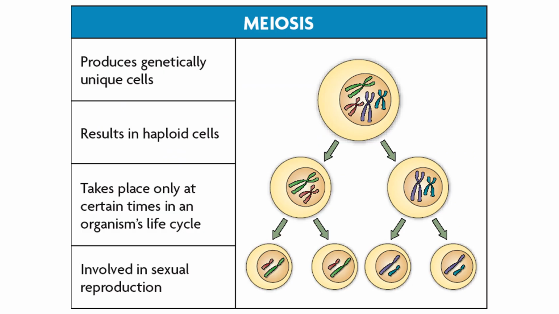So meiosis is a little bit different to mitosis, which we've been over, in that it produces genetically unique cells. Each of the 4 cells that are produced at the end of meiosis are genetically unique to each other. And they are haploid cells, so they have half the amount of genetic material as the cell that they originated from. And this only takes place at certain times in an organism's life cycle, so it doesn't happen all the time the way that mitosis does, and is specifically involved in sexual reproduction.